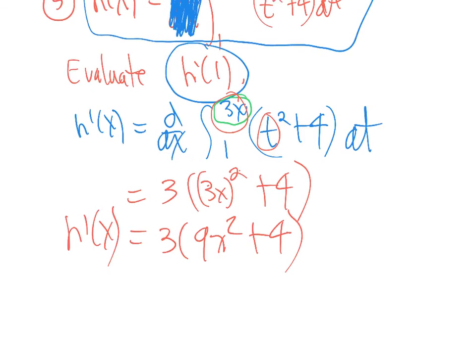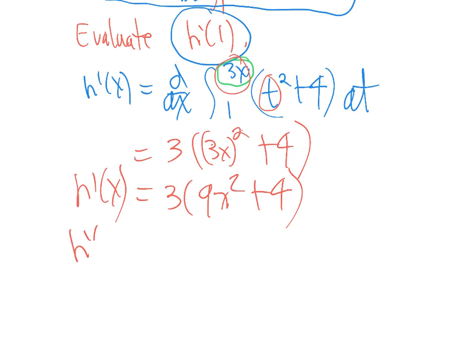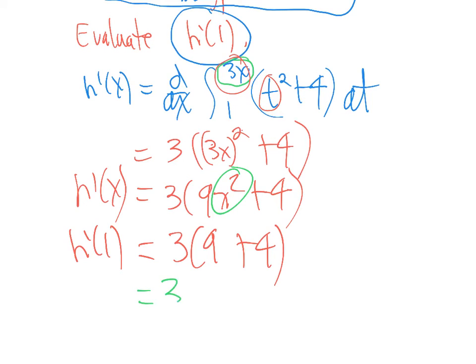And now what I do is I substitute in 1. H prime of 1 is going to be 3 times 9 plus 4. Why is it 9 plus 4? Because 1 squared is just 1. 9 plus 4 is 13. 13 times 3 is 39. H prime at 1 is 39.